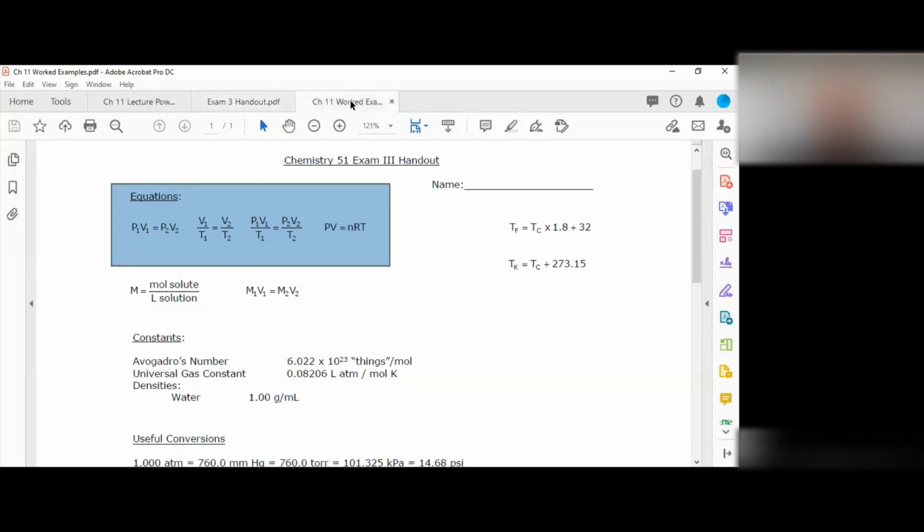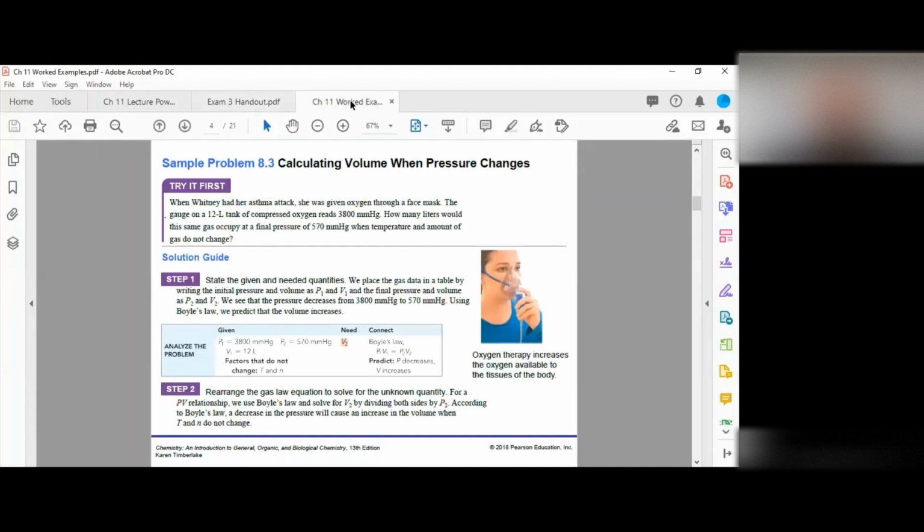Let's look at the worked example file. The worked example file has an example where volume and pressure are being related. So if I see the worked example file, sample problem 8.3, it's telling me that when Whitney had her asthma attack, she was given oxygen through a face mask. The gauge on a 12-liter tank of compressed oxygen reads 3,800 millimeter mercury. How many liters would this same gas occupy at a final pressure of 570 millimeter mercury when temperature and amount of gas do not change?